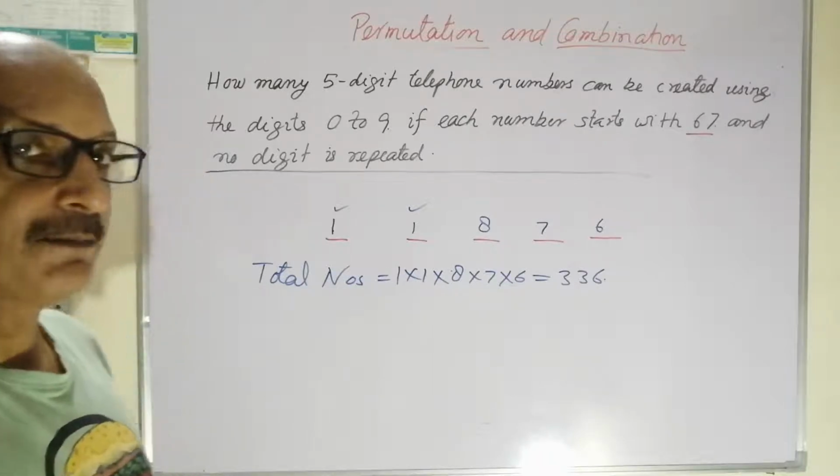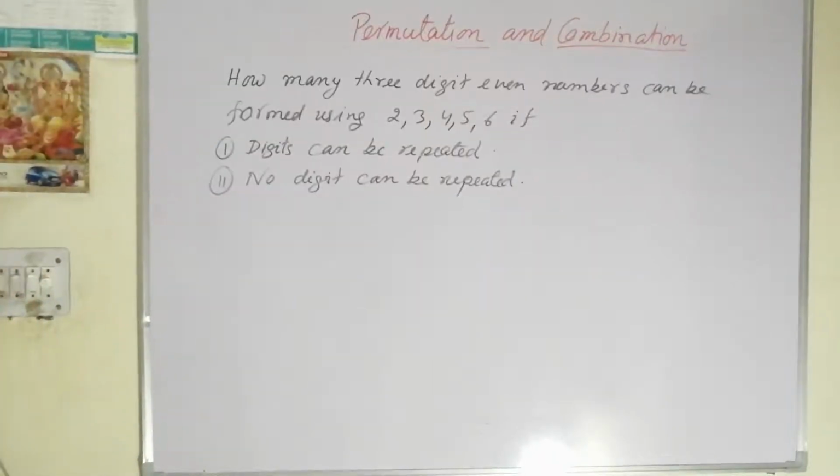Let's take another example. How many 3-digit even numbers can be formed using 2, 3, 4, 5, 6 if there are two conditions: digits can be repeated or digits cannot be repeated? Both of them are to be discussed.